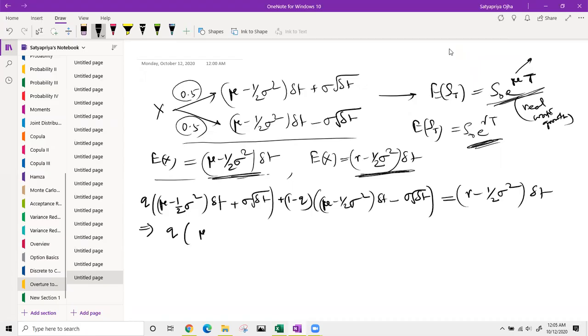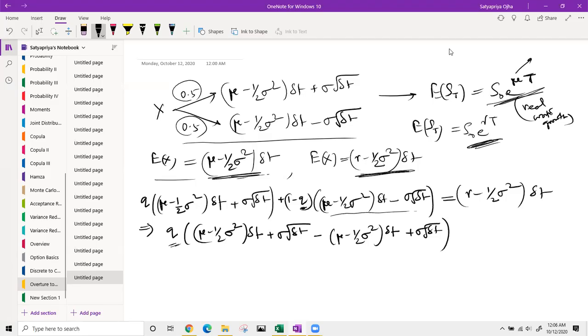Q times, keep this as it is. When we do interest rate modeling, we'll get longer equations. So this is just prepping you for what is coming in future. I'm taking Q common, so I'll just take this part inside, okay? But it will be minus, right? So minus will come, and then it will become a plus sigma square root of delta t. I can close the bracket for Q.